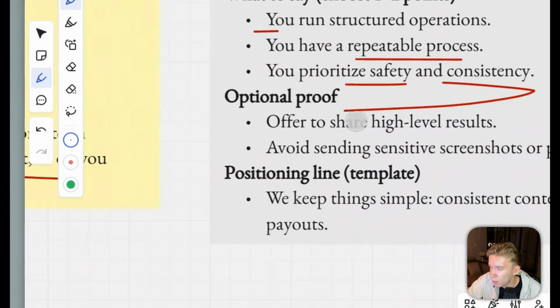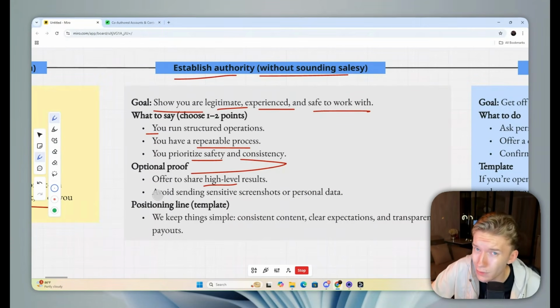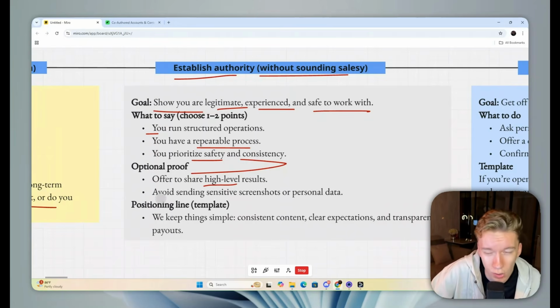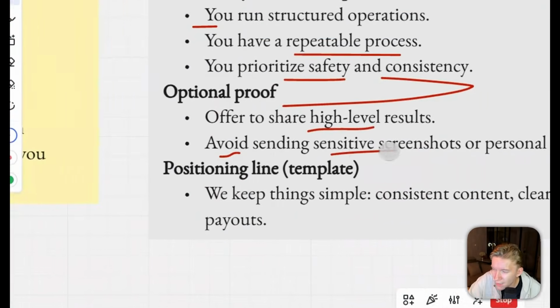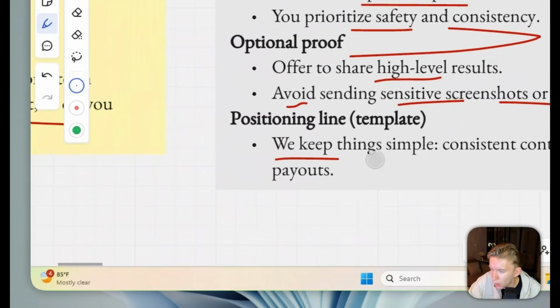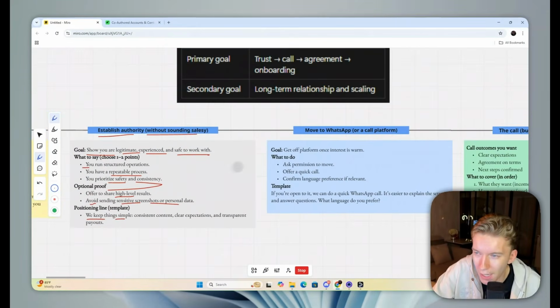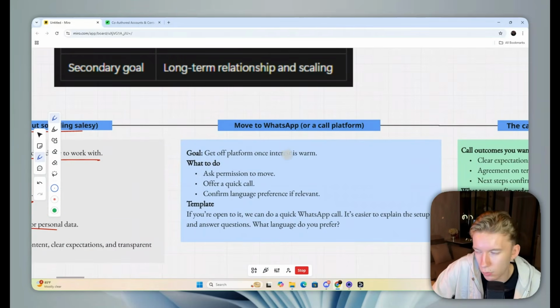And again, optional proof: you can share with them some results of your other models. You can take screenshots from my Discord of my results if you want. I give you my permission to close these people. You can use my screenshots if you want. Just at least credit me in the end once you do make them money. Again, avoid sending sensitive screenshots or any personal data. Again, positioning line, you can say something like, we keep things simple, consistent, clear expectations, and transparent payouts, because all they care about is money. At the end of the day, that's what they want, and that's what they're here for, that's what you're here for.